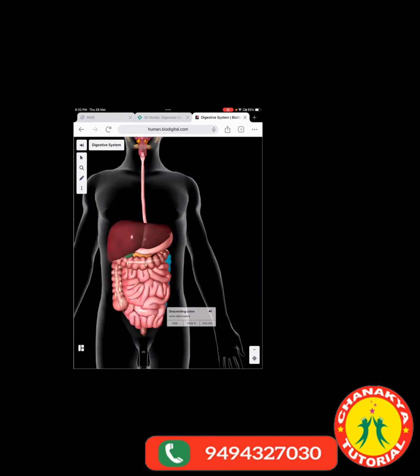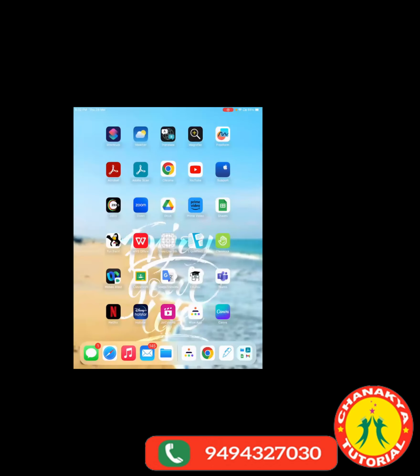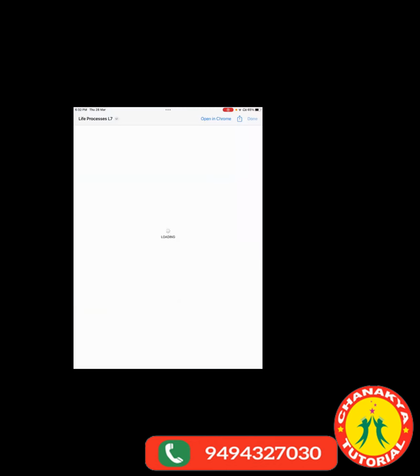So I hope I'm clear with the picture. This is the basic idea of the picture of the human digestive system. Into the diagram which is given in your book and which is most of the time used, I'll share that picture also.